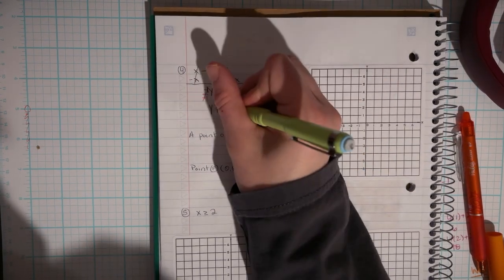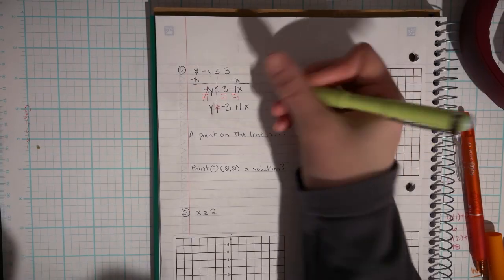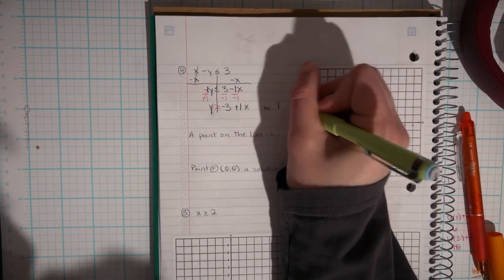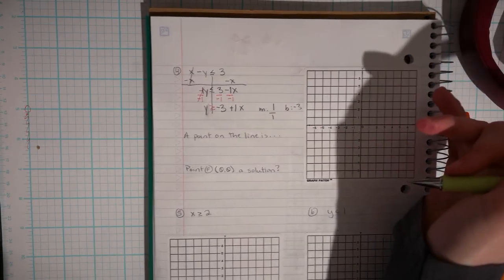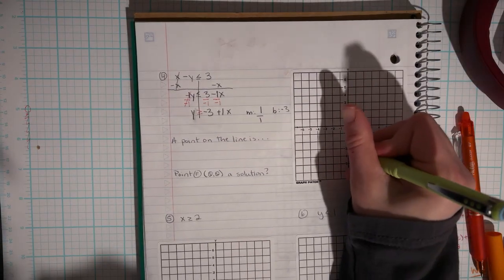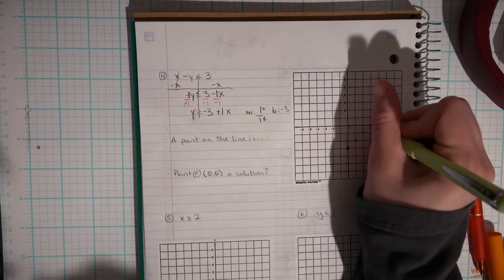So my y is still there. This becomes a -3. This becomes a +1. Don't forget your x. Slope is 1. Y-intercept is -3. I'm going to change my slope into a fraction so it helps me graph. I got -3. The slope tells me go up 1, right 1. So I'm going to do that all the way through.